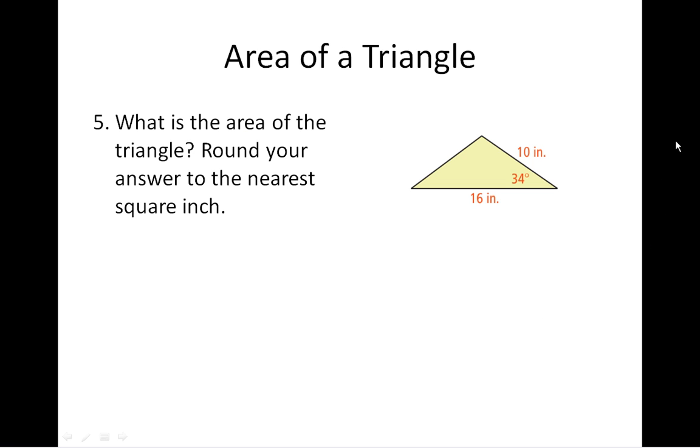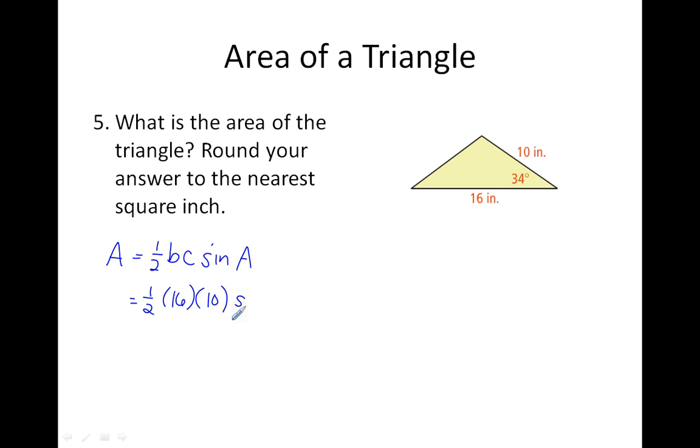For our next example, we're going to use the same thing. Again, area equals 1/2 times B times C times the sine of the included angle, so angle A. So we have 1/2 times B, which I'm going to call 16. I'm going to call C 10, sine of 34. All right, it wants this one to the nearest square inch. So when I put this into my calculator, I get 42.326. Round that to the nearest square inch, I get 42 square inches. Okay. Very straightforward.